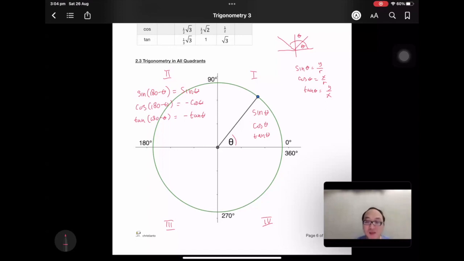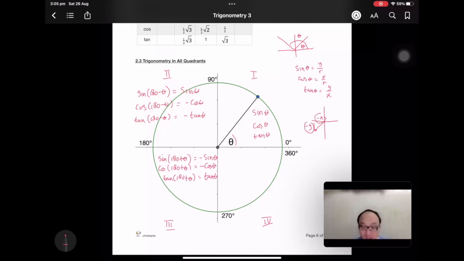Using the same method to find all of these values, for the third quadrant we have 180 plus theta. So sine (180 plus theta) equals negative sine theta, because if we draw the third quadrant here, this is negative y and this is negative x. So both sine and cos will be negative. Sine (180 plus theta) equals negative sine theta. Cos (180 plus theta) equals negative cos theta. And tangent (180 plus theta) will be positive tangent theta, because negative y divided by negative x is positive.